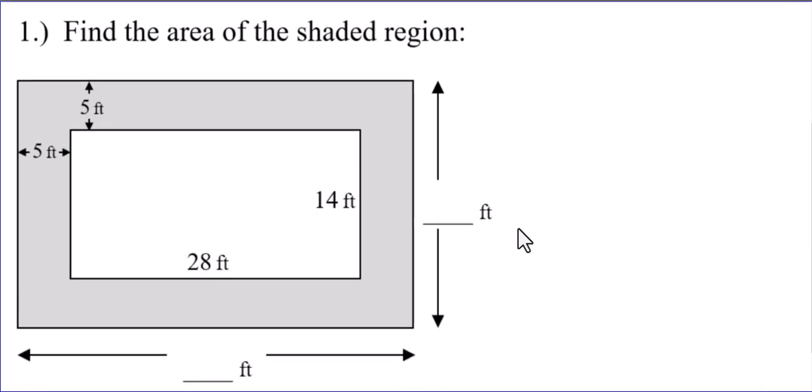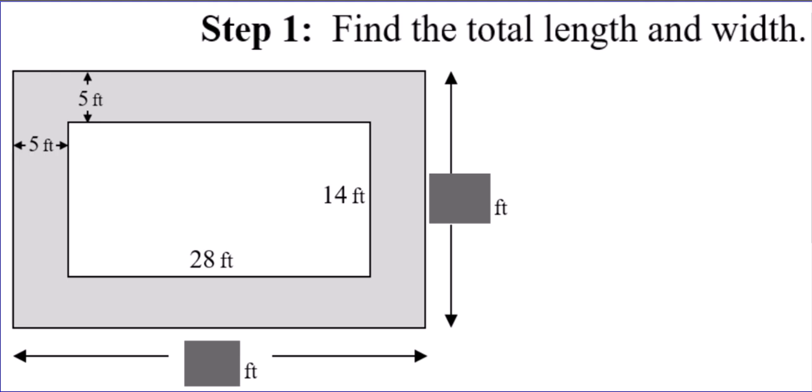So our first example is going to look like this. You can see we have a rectangle inside of a bigger rectangle, and the shaded region is this equally wide space going around. This is not just going to be as simple as doing length times width to get the area of the shaded region, because there's a rectangle inside that's not shaded. So what do we do? Step one, we're going to find the total length and the total width of the complete rectangle. Well, how do I do that?